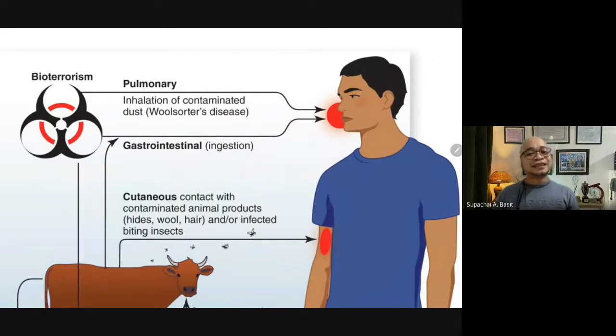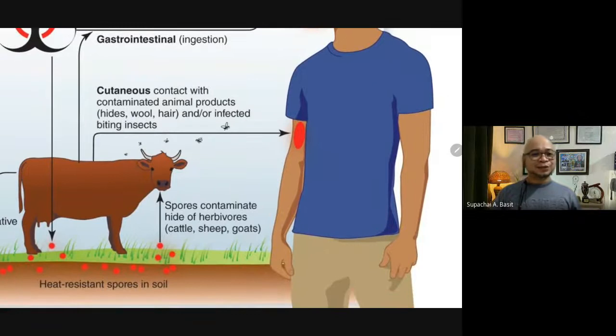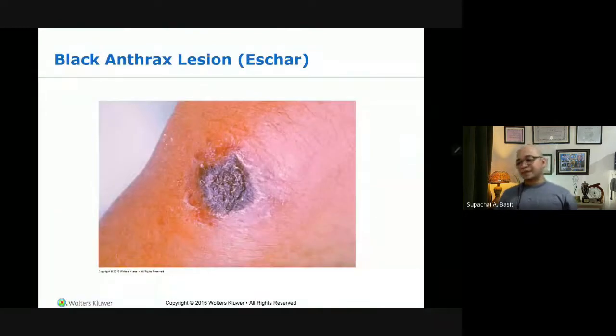Okay, gastrointestinal anthrax is when you ingest the spores, and cutaneous anthrax is when the spores come into contact with your skin. So animal products contaminated with Bacillus anthracis, such as hides, wools, and hair, or when you are bitten by biting insects, that can actually go to your skin, and then there would be a black ulceration known as an eschar formation. Okay, so this is the eschar, the black lesion.